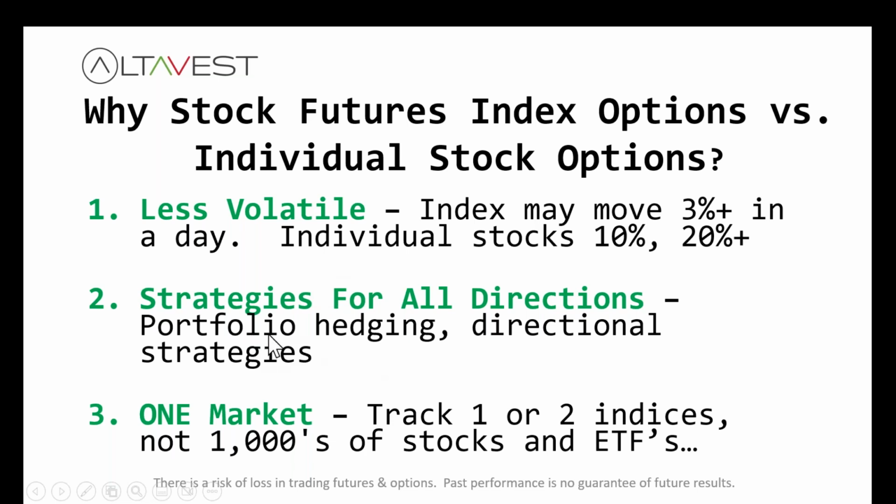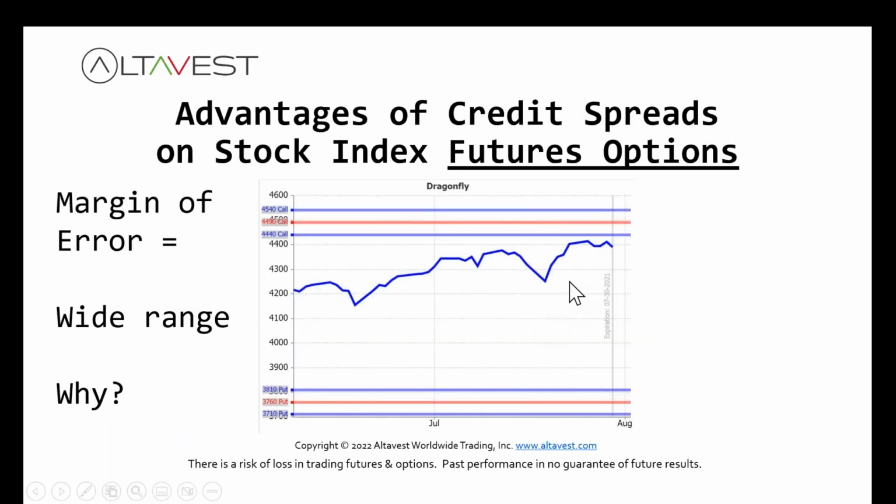And with an index, it's easy to apply a strategy for any market condition. And you might want to use a strategy to hedge your current investment portfolio or even speculate with a particular direction. So it's very flexible. And then, of course, an index is just one market. You don't have to follow, I think there's something like 6,000, almost 7,000 securities. So big advantages to doing this the way we do it. And these are futures options on stock indexes.